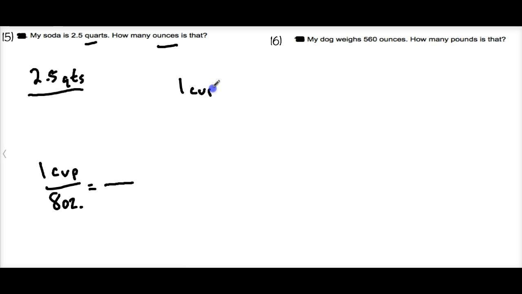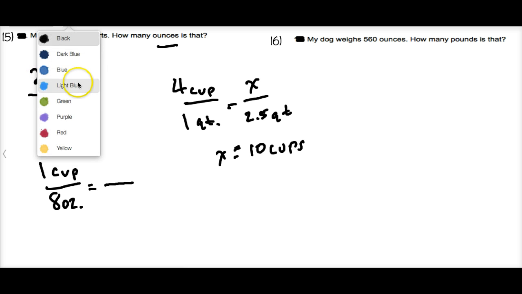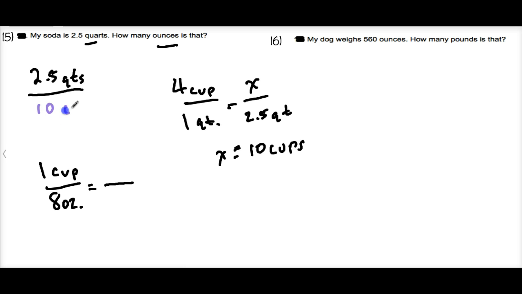So let's go with that one. 4 cups is equal to 1 quart. Okay, and we've got 2.5 quarts. So we don't know how many cups that is. So we can cross multiply and we will get x equaling 10 cups. So we know that 2.5 quarts is 10 cups. Okay, so that information we just found out from over here.